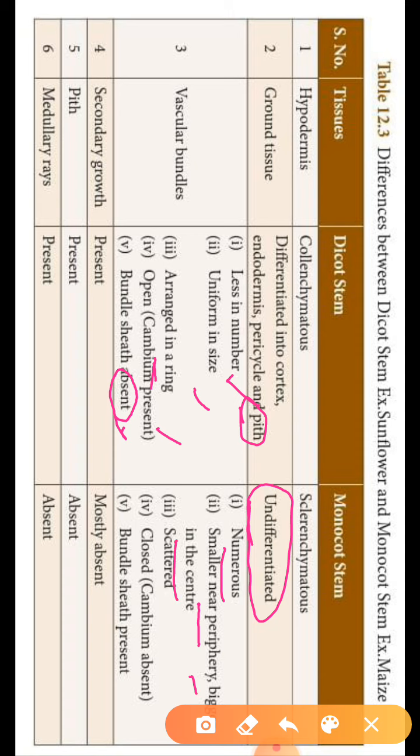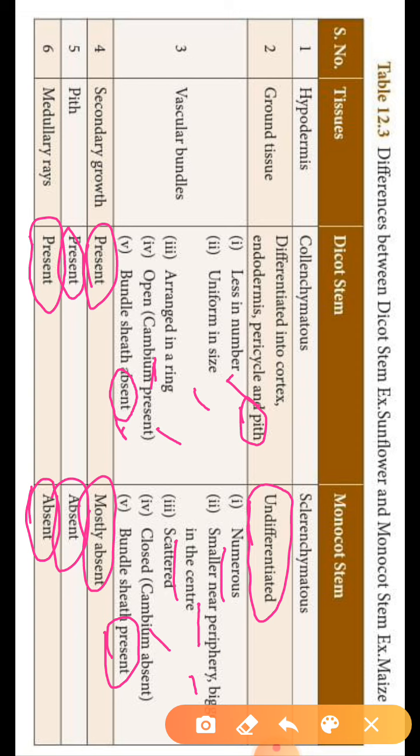Scattered, closed, bundle sheath is present in monocot stem. In dicot stem, absent. Next, secondary growth is present in dicot; in monocot it is mostly absent. Pith is present in dicot stem, absent in monocot stem. Medullary rays are present in dicot stem, absent in monocot stem. Medullary rays means cellular structure.